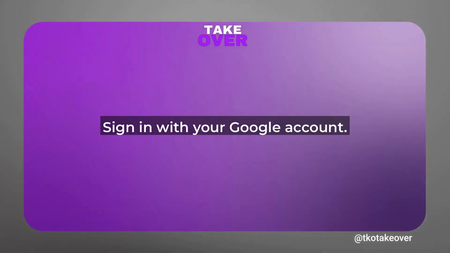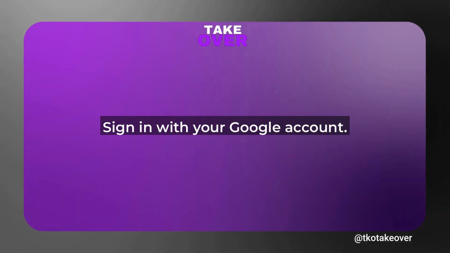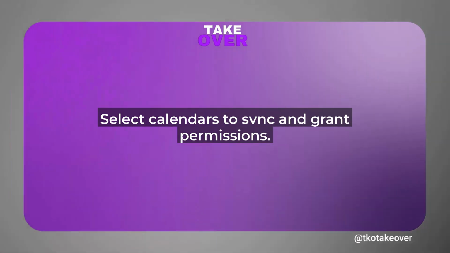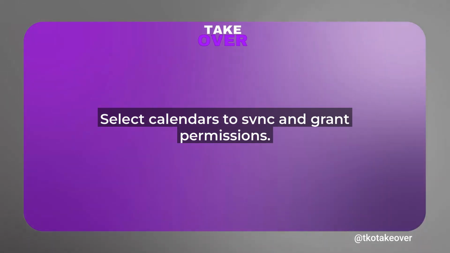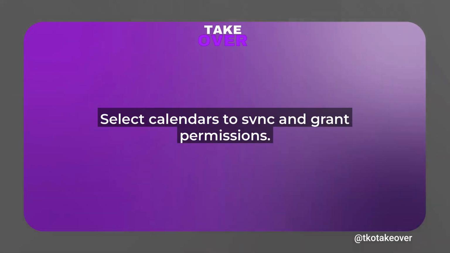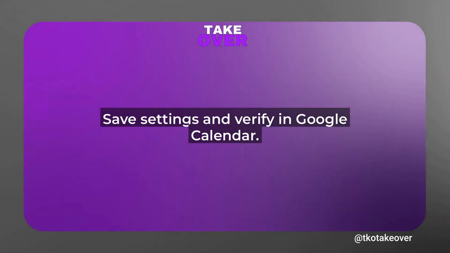If you're using the 2025 update, you might see new options for two-way syncing, which means changes in one calendar update the other automatically. Super cool. After selecting your preferences, hit the Save or Sync Now button. Give it a minute to process, and then open your Google Calendar to verify. You should see all your Teamsnap events popping up. If something's missing, double-check your settings or try refreshing.